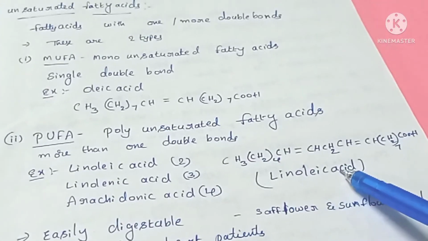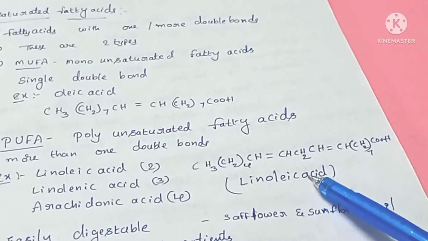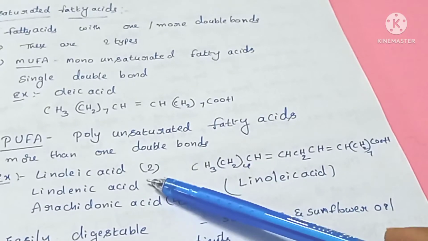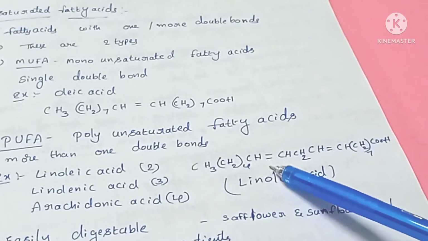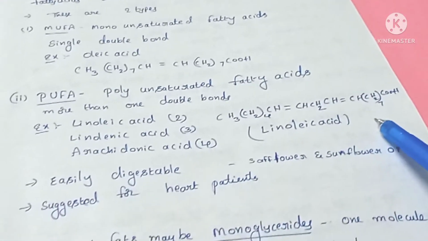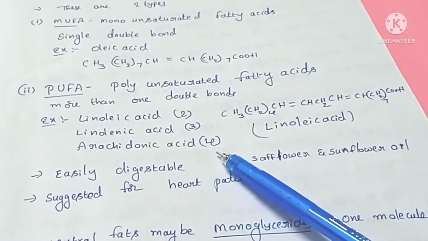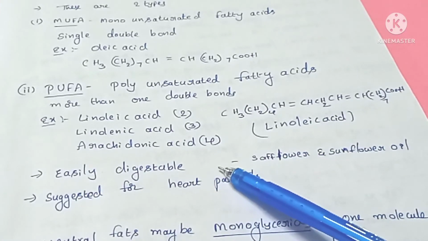So here, this is the linoleic acid formula. How many double bonds are present here? How many have we written? 2. See here, this is 1 double bond, this is the second double bond. 2 double bonds are present in linoleic acid. Linolenic acid consists of 3, and arachidonic acid consists of 4 double bonds.